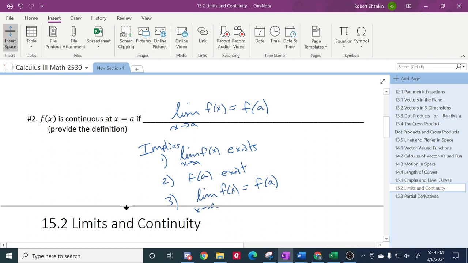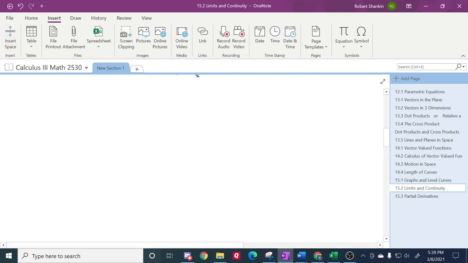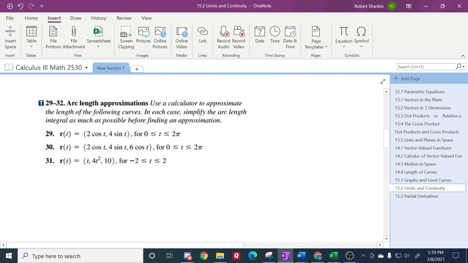Let's get some space in here. Yes, and my question is, use the calculator to approximate the length of the curve, simplify it as much as possible before finding an approximation. Alright, so, yeah, the question was, I tried it.